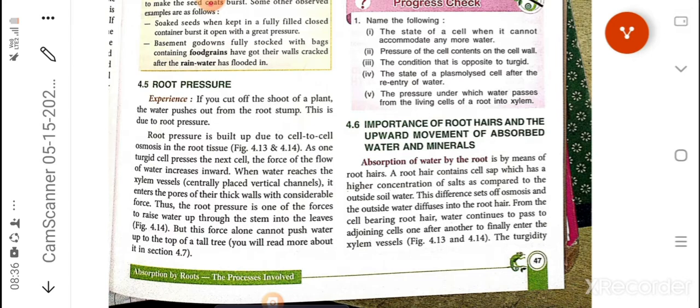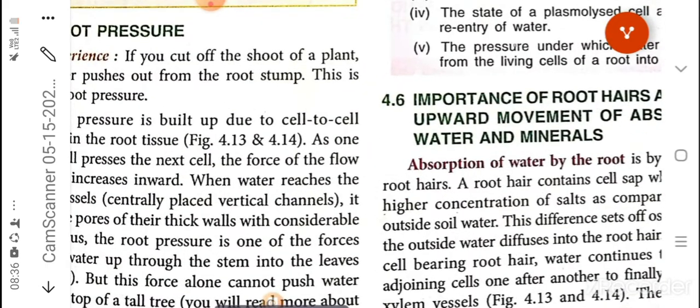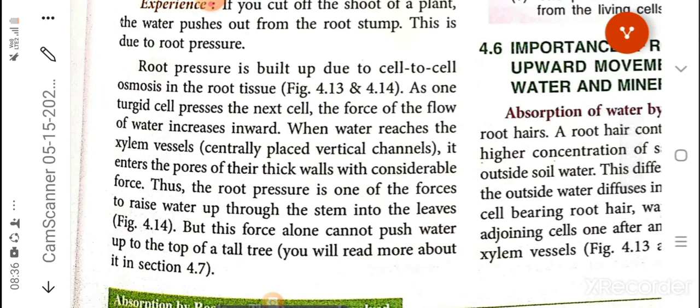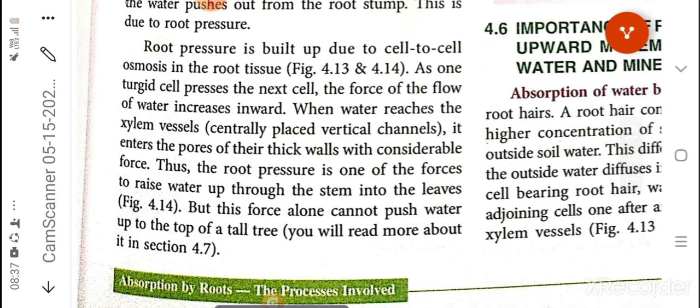It is generally developed due to osmosis in the root tissue. As the stretched cell, or turgid cell, presses the next cell, the flow of water is forced inward. When the water reaches the xylem vessel, after the root hair cells, the epidermal cells, it enters the pores of the thick walls with a considerable amount of force.